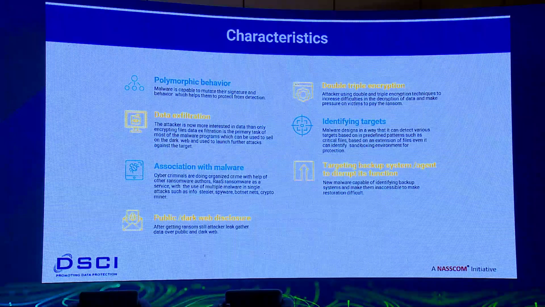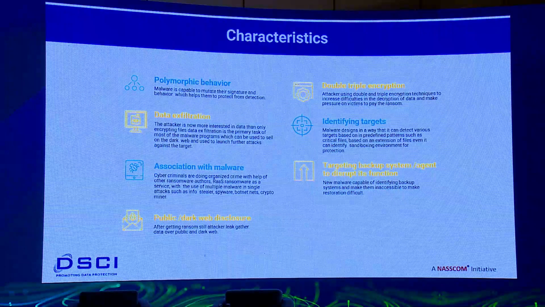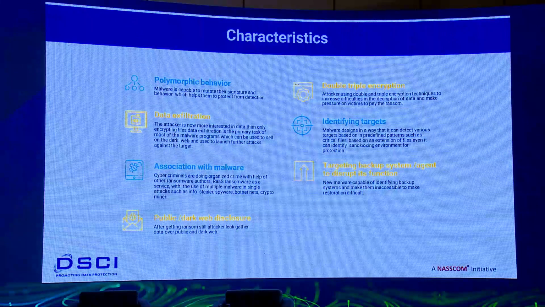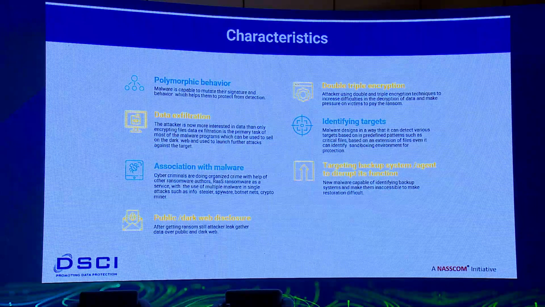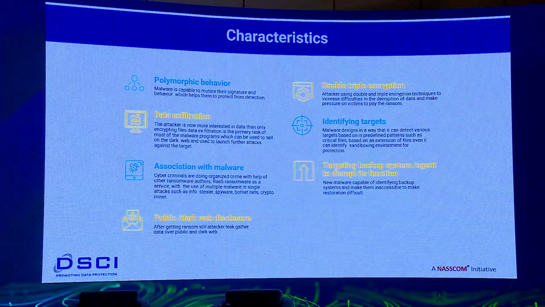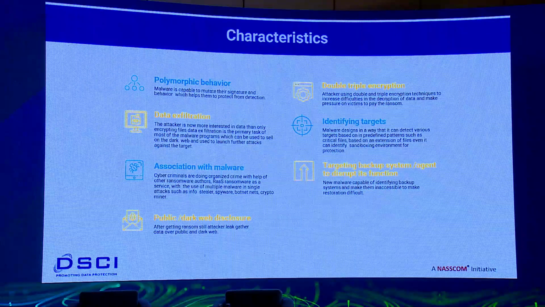One is the polymorphic behavior, which I think we just talked about. Then data exfiltration. Briefly, we just saw an example of data exfiltration. Association with malware means not just one malware gang is working against the organization, but it is a more coordinated and targeted attack, where two or three different groups work together to attack a single organization to get the ransom. Then defacing some of the public applications, identifying targets beforehand, and then attacking in a stepwise manner so that detection becomes difficult.